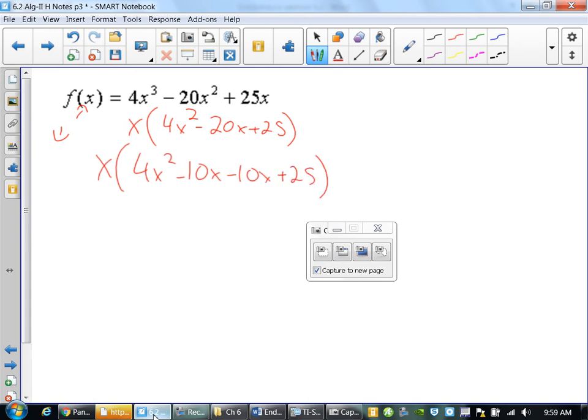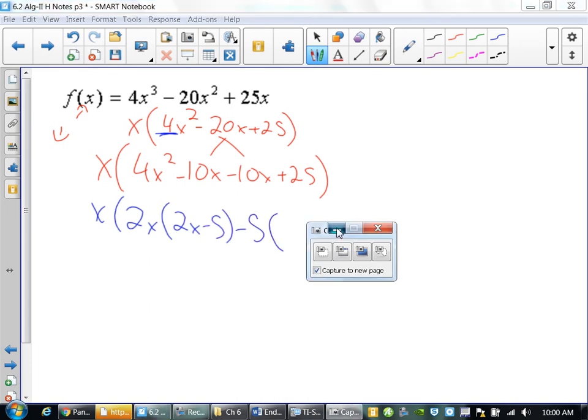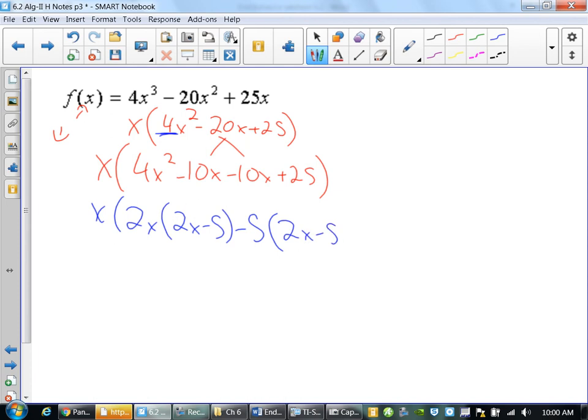Why is it so long? Because I have to split the middle term, so I do the grouping, as the leading term coefficient is not 1. Now we take our GCFs. Now we take out a 2x, and I have 2x minus 5. Take out a negative 5, and I have 2x minus 5.